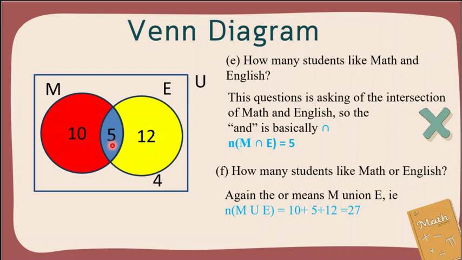So we have to be careful here. People who like maths or English will be all of these people because they either like maths, English, or both. So the people who like maths or English will be 10 plus 5 plus 12, but not the 4, and that will give us 27. Okay, so this is how we can use the Venn diagram and answer a set question. Next, we are going to see a more difficult question and we'll do it together. So don't worry, tag along as we solve that one too.